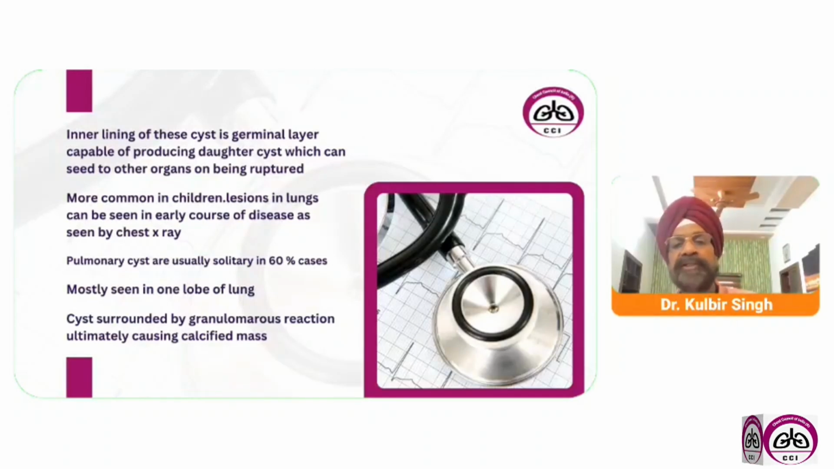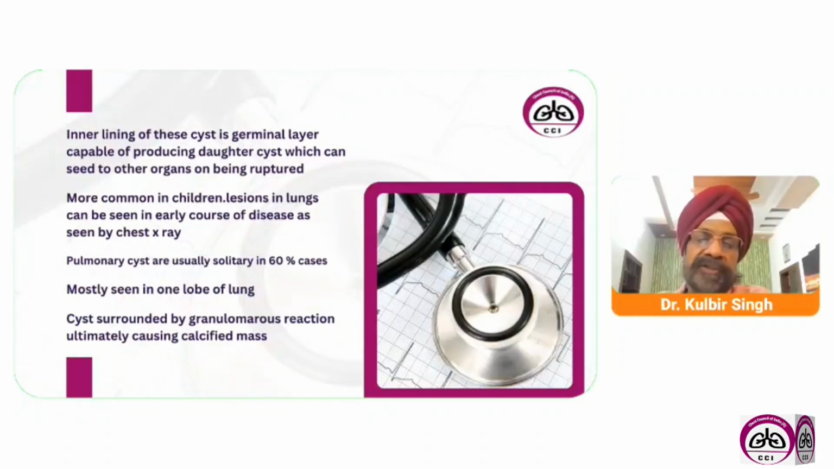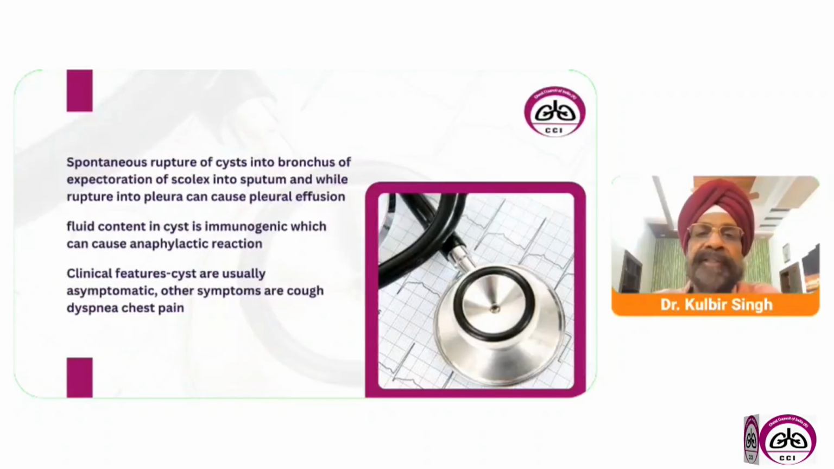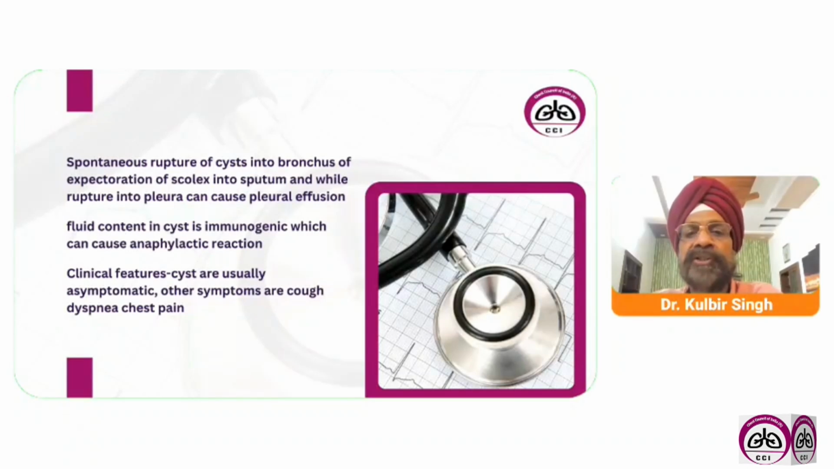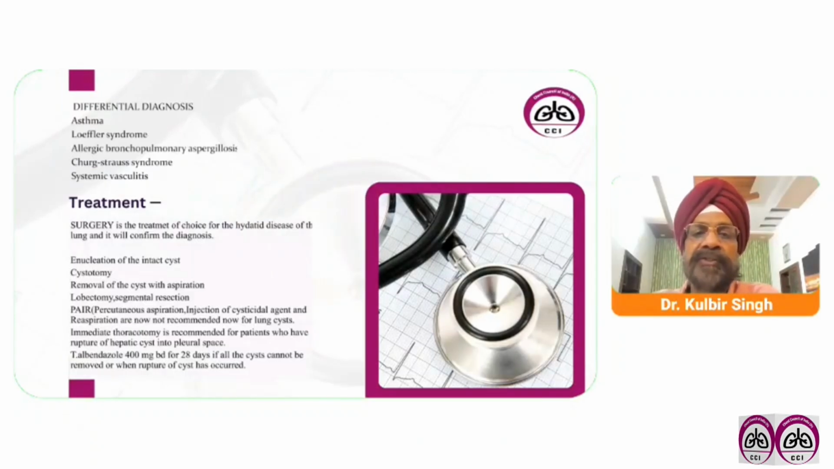Mostly seen in one lobe of the lung, the cyst is surrounded by a granulomatous reaction, ultimately causing a calcified mass. Spontaneous rupture of the cyst into the bronchus results in expectoration of scolex into the sputum, while rupture into the pleura can cause pleural effusion. Fluid contained in the cyst is immunogenic, which can cause anaphylactic reaction. Clinical features: cysts are usually asymptomatic. Other symptoms are cough, dyspnea, chest pain. Differential diagnosis: asthma, Loeffler syndrome, allergic bronchopulmonary aspergillosis, Churg-Strauss syndrome, systemic vasculitis. Treatment: surgery is the treatment of choice for hydatid disease of the lung.